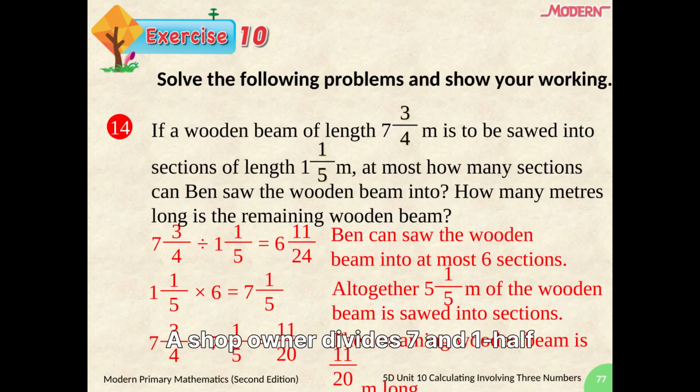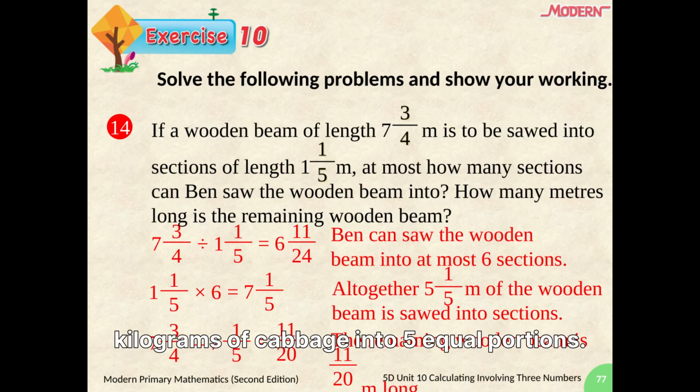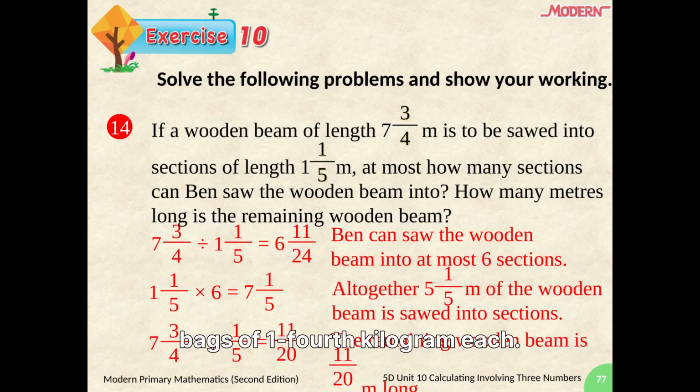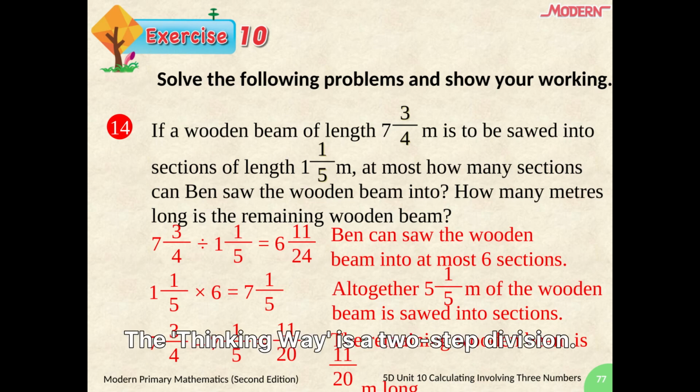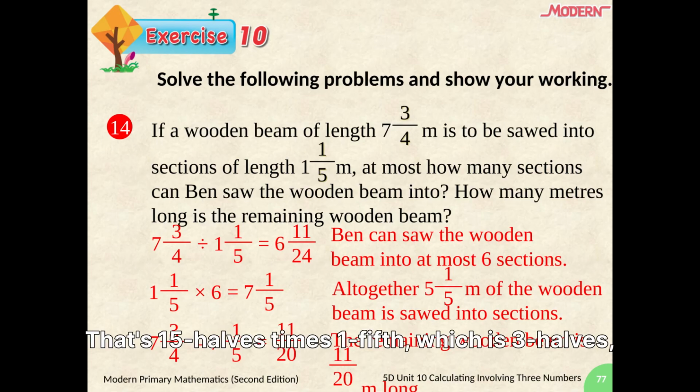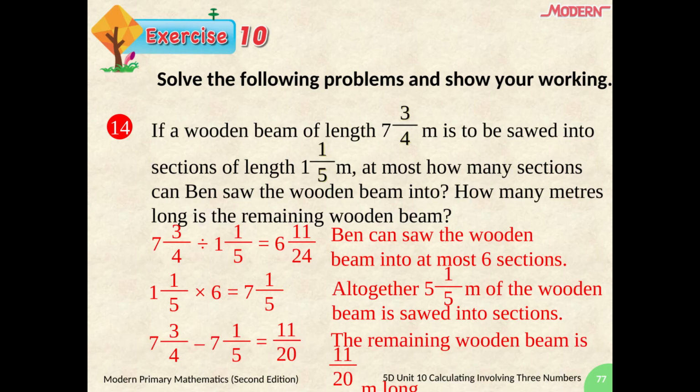A shop owner divides 7 1/2 kilograms of cabbage into 5 equal portions. Then, he divides one portion into smaller bags of 1/4 kilogram each. How many bags are there? The thinking way is a two-step division. First, find the weight of one portion, 7 1/2 divided by 5. That's 15/2 times 1/5, which is 3/2, or 1 1/2 kilograms per portion.